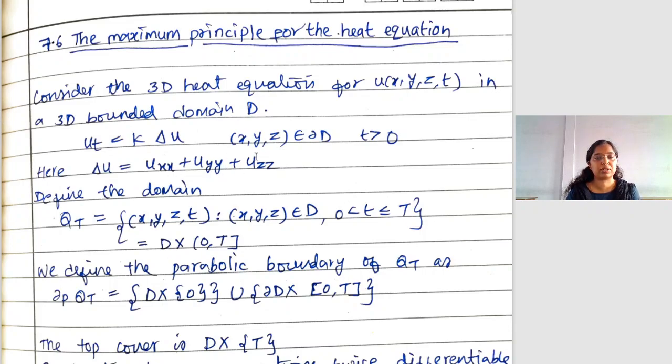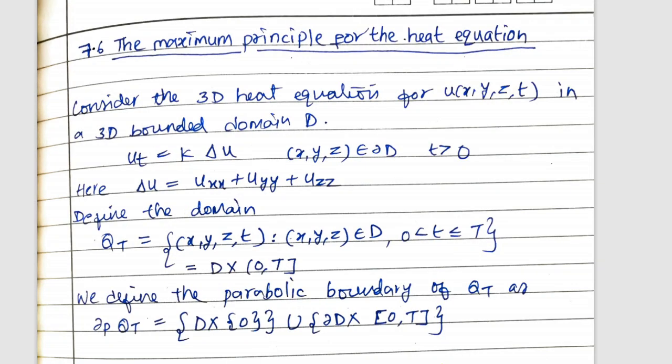Since it is 3 dimensions, it is uxx plus uyy plus uzz. So here we have ut equal to k delta u, where xyz is an element of D. Here it is not boundary of D, it is xyz in D. Okay, so this is a mistake. Now this is our heat equation in 3 dimensions. So here delta u is nothing but uxx plus uyy plus uzz. We have 3 spatial variables and 1 time variable.